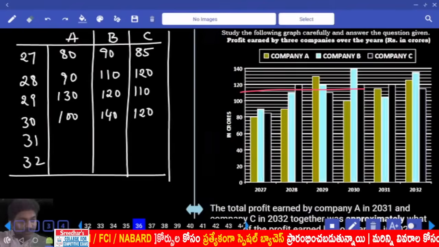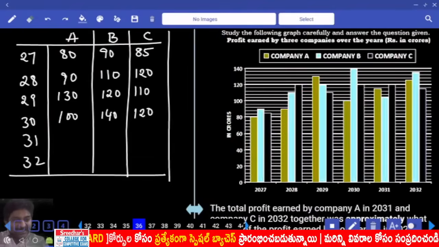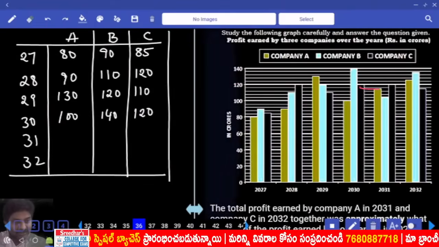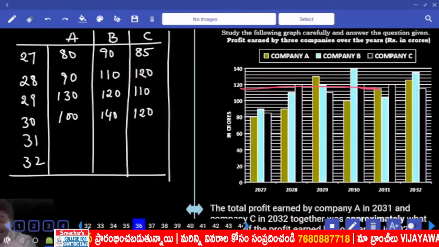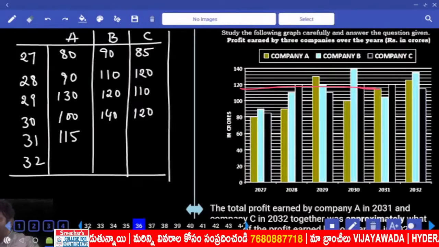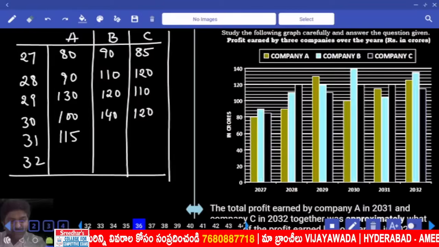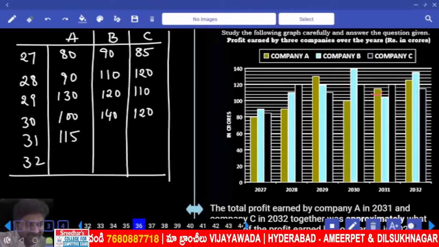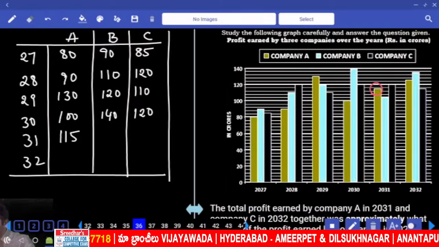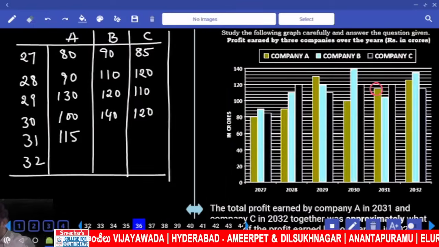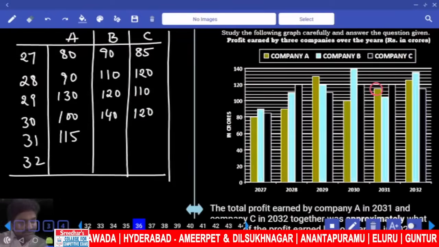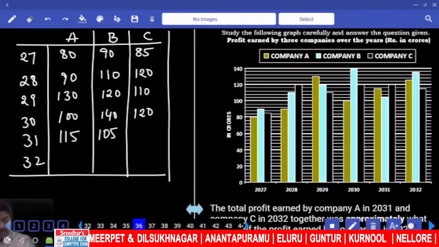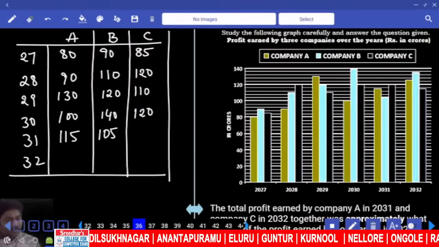Next, is it exactly between 100 and 120? No. So it must be 115. If it is one line below, you have to subtract 4. But if you observe this carefully, it is a little bit below the one line. So it will be 115. Next, 105. And then 100.